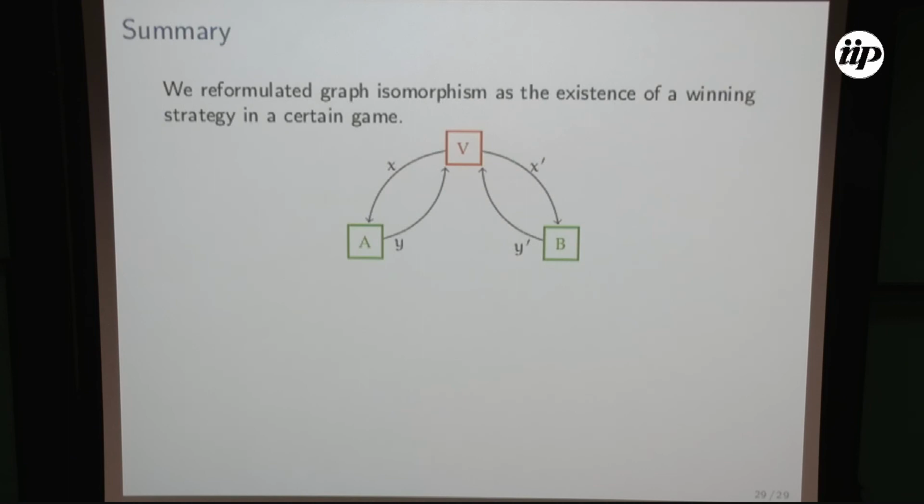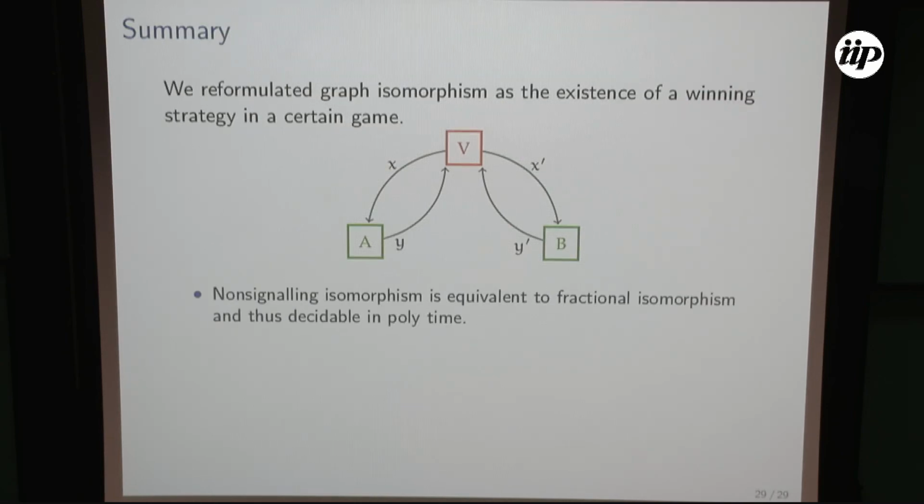Okay. So let me just summarize what we saw. We started by thinking about graph isomorphism in terms of this interactive protocol where Alice and Bob try to convince a verifier that graphs are isomorphic. Then we found a game that precisely captures isomorphism, and we looked at what happens if we allow more powerful strategies to Alice and Bob, quantum strategies or non-signaling strategies. And then we saw that non-signaling isomorphism turns out to be equivalent to a previously studied notion, namely fractional isomorphism, and it's therefore decidable in polynomial time, well, in expected linear time.